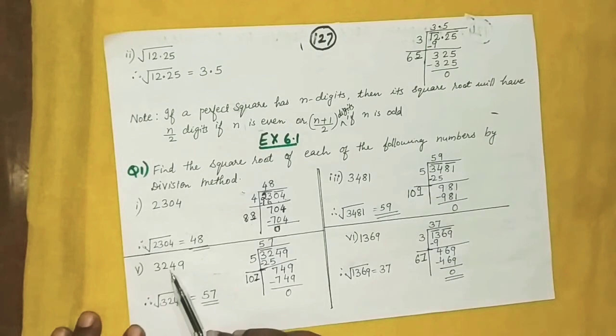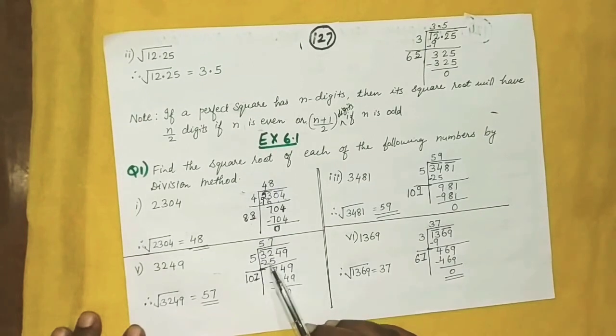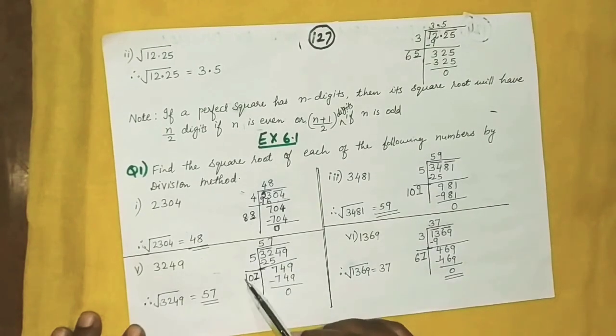59. In the same way, 3249. We are pairing from right to left. So here we got 32. 5 5s are 25. Here what will we get? 7. And now 49 fully we are writing. Double of 5 in the quotient is 10. And here one digit we have to write.